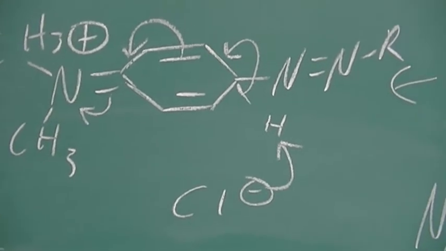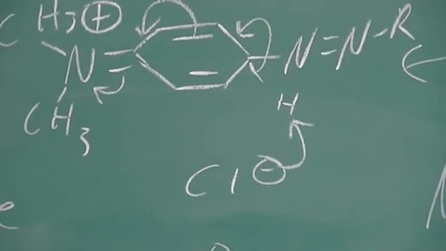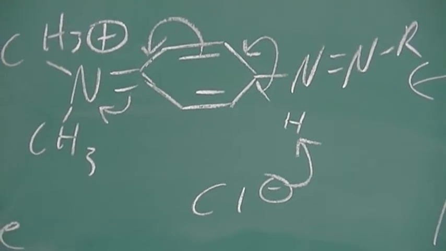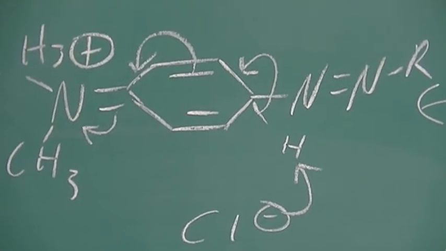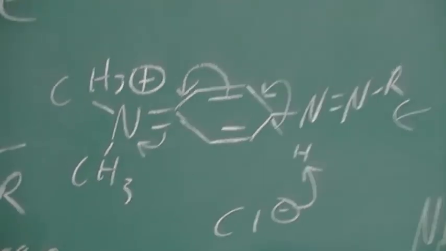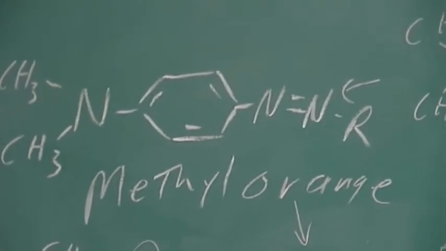All right, and so the Cl minus, which came from our HCl reaction, you can show the H just coming off. You can show Cl minus attacking it, whichever you prefer. I'm going to show the Cl minus taking that H, and then the electrons go to form back your benzene ring and your neutral nitrogen. And that is our product. That is the methyl orange.